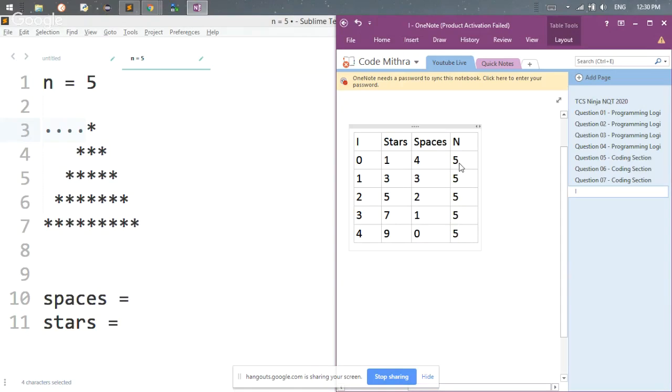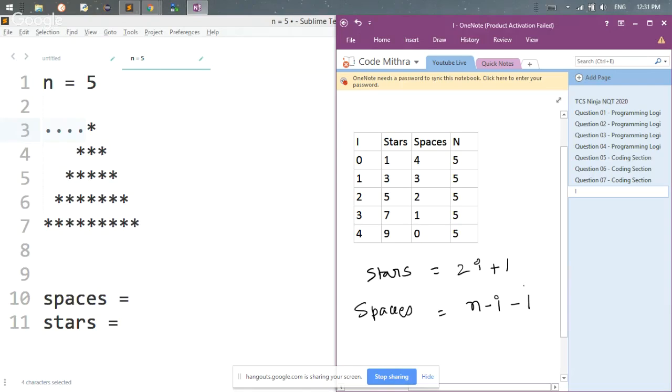Now, how do we get the value of stars and spaces? Very simple. The number of stars that I have to print is 2i plus 1. The number of spaces that I need to print is n minus i minus 1. So if you do n minus i, n is 5, 5 minus 0 is 5, minus 1 is 4. Here 5 minus 1 is 4, 4 minus 1 is 3. 5 minus 2 is 3, 3 minus 1 is 2. As simple as that.